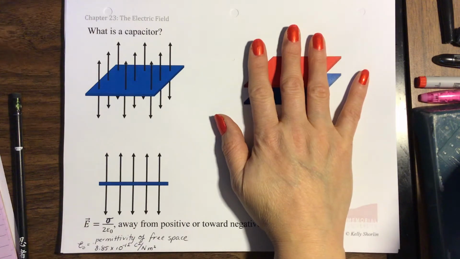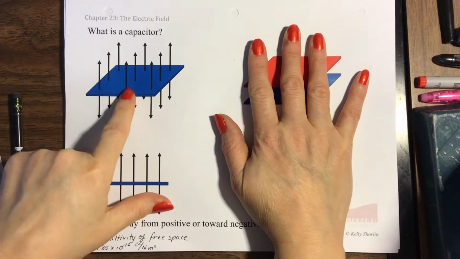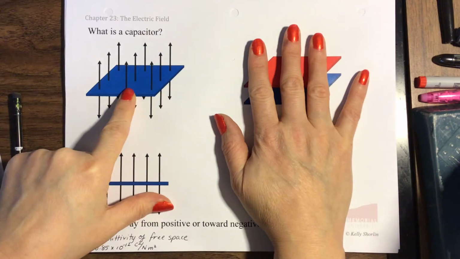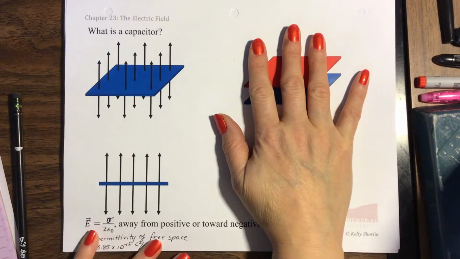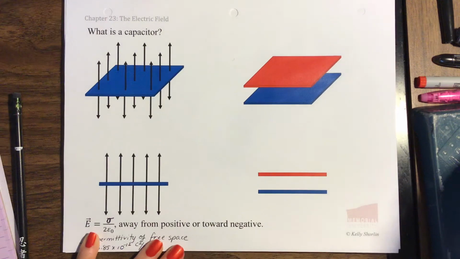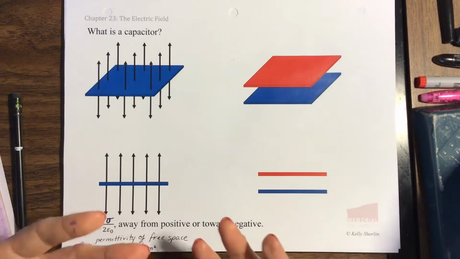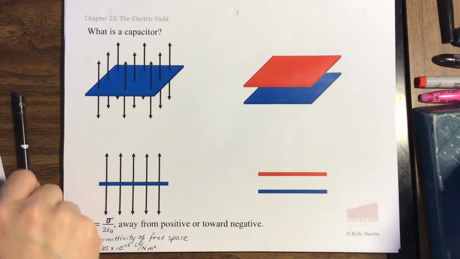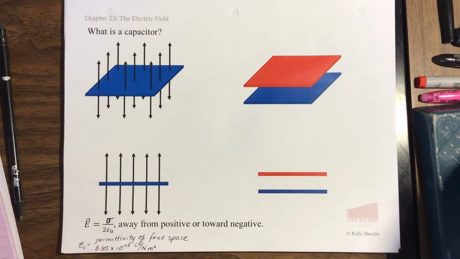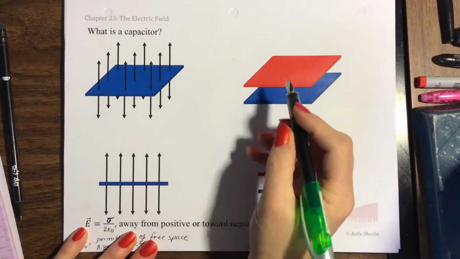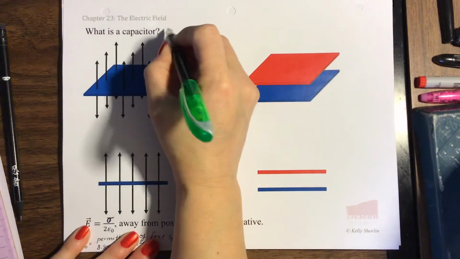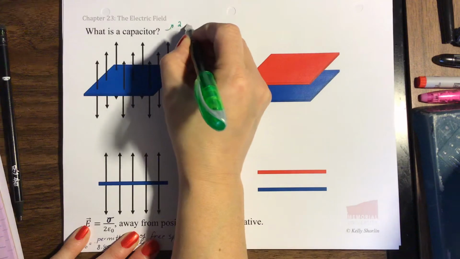A capacitor is what we get when we take two of these planes of charge with equal amount of charge but opposite signs, so one positive, one negative, and we put them close to each other. An ideal capacitor has infinite planes. Of course, you can't practically have infinite planes, so a real capacitor has an area much larger than the plate separation. Okay, so a capacitor is two plates.